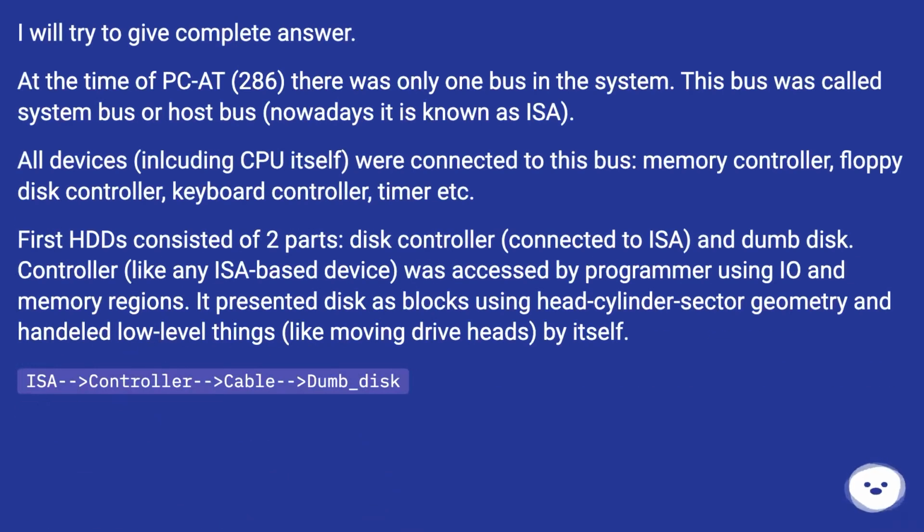I will try to give a complete answer. At the time of the PC AT 286, there was only one bus in the system. This bus was called the system bus or host bus. Nowadays it is known as ISA. All devices, including the CPU itself, were connected to this bus: memory controller, floppy disk controller, keyboard controller, timer, etc. First HDDs consisted of 2 parts: a disk controller, connected to ISA, and a dumb disk. The controller, like any ISA-based device, was accessed by the programmer using I/O and memory regions. It presented the disk as blocks using head cylinder sector geometry and handled low-level things, like moving drive heads, by itself. ISA, controller, cable, dumb disk.